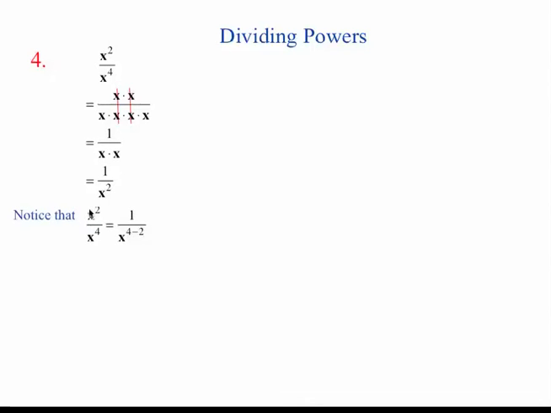Okay, so notice that x to the 2 divided by x to the 4 is the same as 1 over x to the 4 minus 2. Biggest exponent, subtract the smallest exponent, and put the answer where the biggest exponent was. And that's really all there is to it.